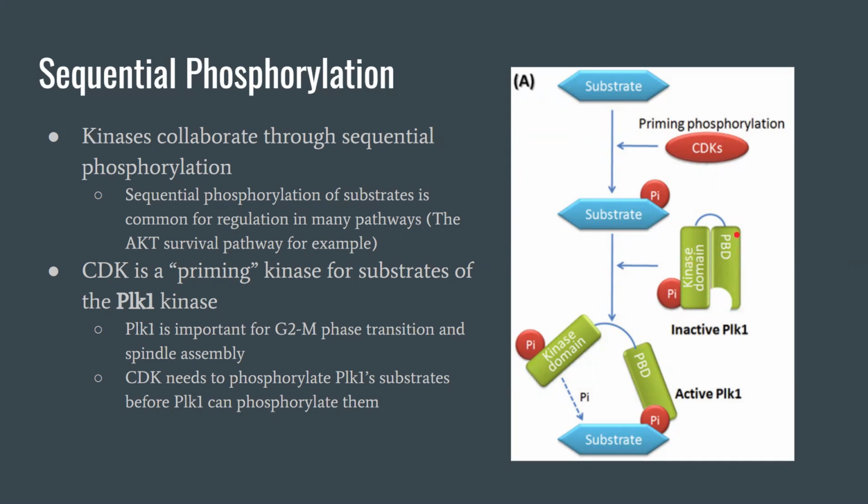So what happens is this PBD domain of the inactive PLK can now bind to this phosphate on the substrate. It's now active once it binds, and then the kinase domain of PLK1 can add a phosphate to the substrate, which is the actual phosphorylation that occurs. So the only real reason the CDK phosphate is put here is so that the inactive PLK1 can bind to it, become active, and then add its phosphate and do the actual phosphorylation of the substrate. So that's sequential phosphorylation.